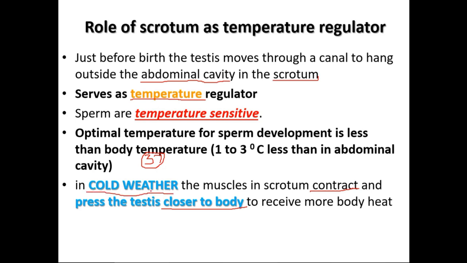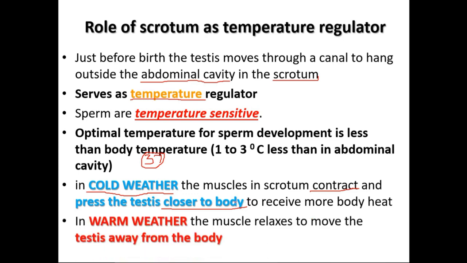Okay. And the boys are always joking, class. The boys will tell you what happens if they swim in the ocean or into a cold pool. What happens to that scrotum in cold weather or cold water? Okay, they contract and it actually moves closer to the body, so that it can receive more heat from the body. Okay, in warm weather, the muscles will relax, and that moves the testes away from the body, because it's too warm. And again, the boys, they will say what happens after they've taken a bath. Okay, what happens to that scrotum? It hangs away from the body, and that's because it's keeping it at this optimal temperature of 1 to 2 degrees less than the body temperature.